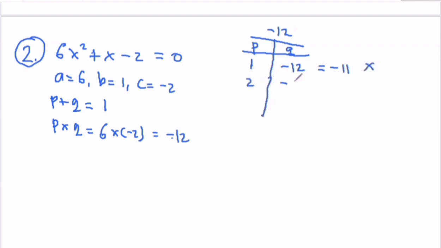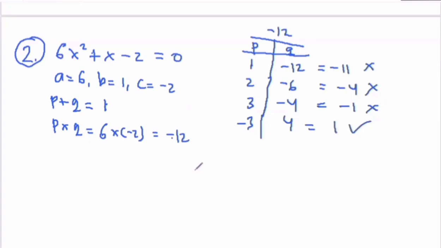2 and minus 6: 2 times minus 6 is minus 12, but 2 minus 6 is minus 4. That is not the solution. What about 3 and minus 4? 3 times minus 4 is minus 12, but 3 plus minus 4 is minus 1, because P plus Q here is 1. So that is not the solution. We can check minus 3 and 4. Minus 3 times 4 is equal to minus 12. Minus 3 plus 4 is equal to 1. So that is the combination of P and Q.